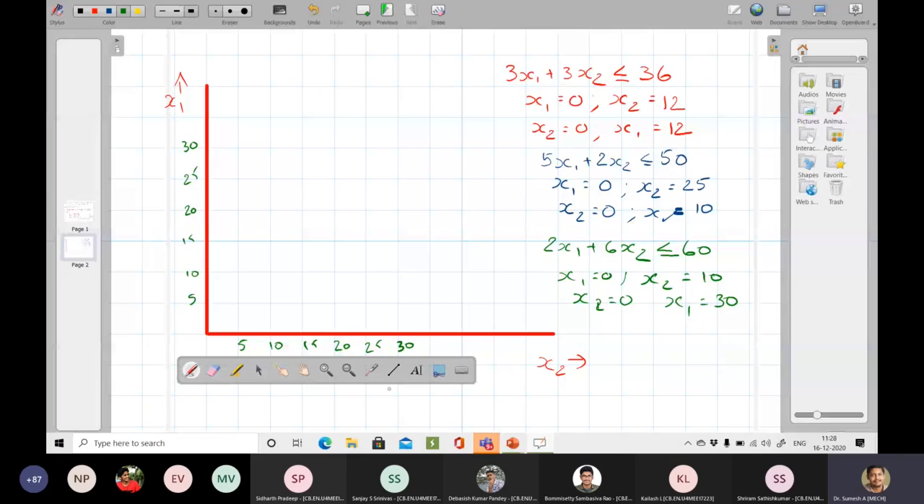So the first constraint, x1 is 0, x2 is 12. So somewhere here, first point. Second point also same way, 12 and 12. What will be the search direction for constraint one? Down, sir, towards the origin. Less than or equal to, so towards the origin, right? Now plot the second constraint.